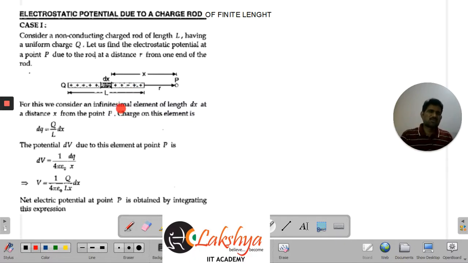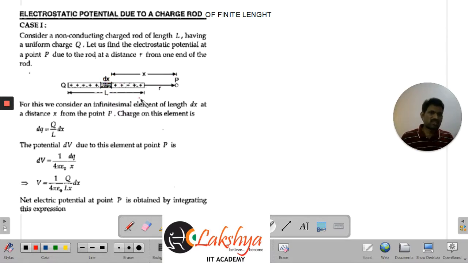Actually, this expression was asked as one of the previous questions, directly in the 2013 JEE Mains. They asked for the potential at a distance of r along the length of this wire. Here we are assuming Q is a charge distributed uniformly on a rod of length L, and we are calculating the potential at a distance of r from this. For this we take a small element dx at a distance of x from this.